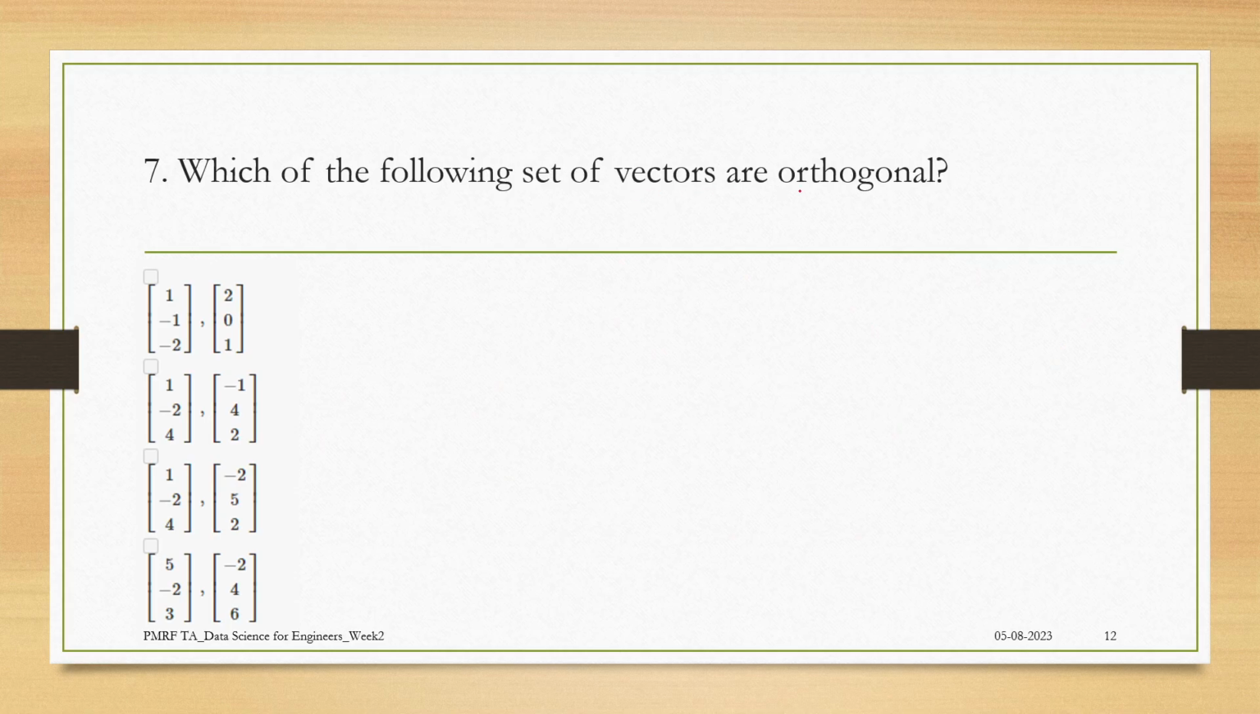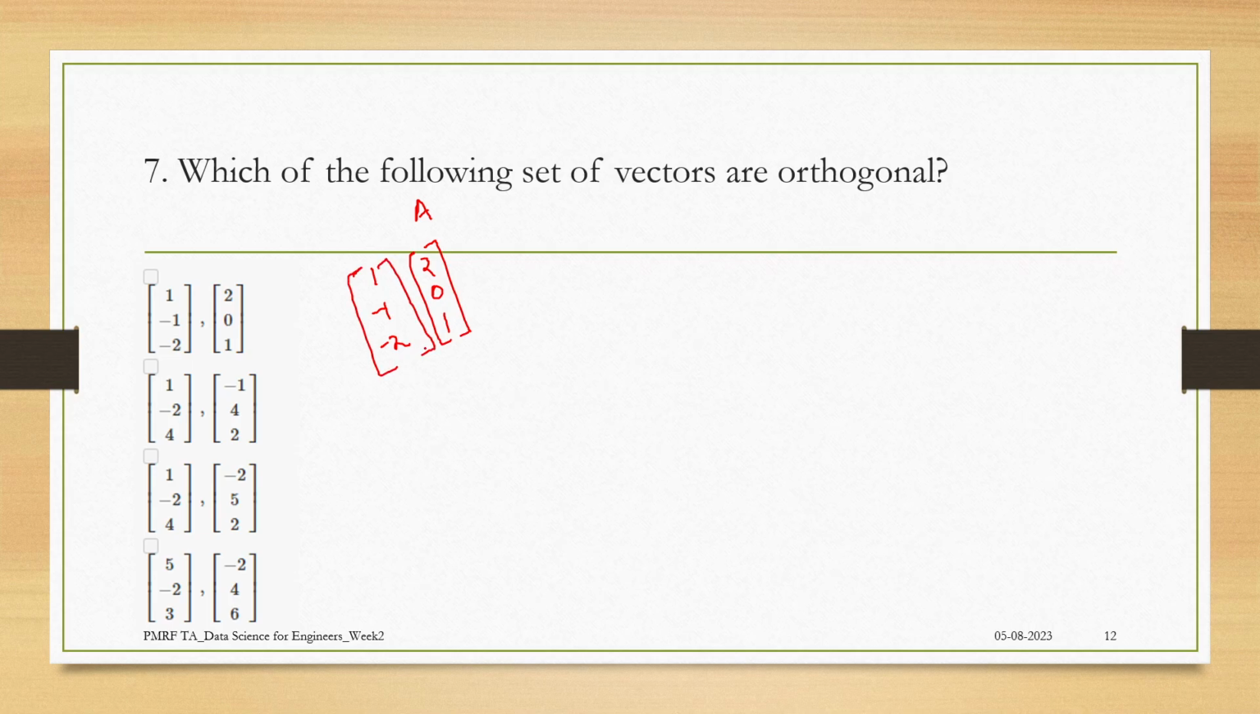Which of the following set of vectors are orthogonal? So can you just tell me the property of orthogonal vectors? What have you studied? Dot product 0. Yeah, dot product will be 0. Okay, so we'll look at one example: 1, minus 1, minus 2 and 2, 0, 1. Okay, these are the vectors.